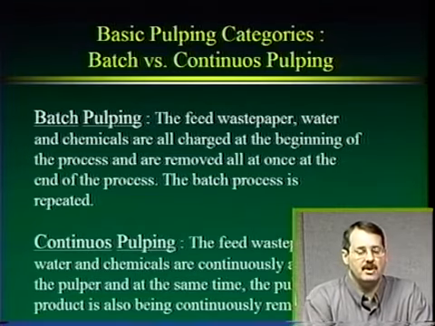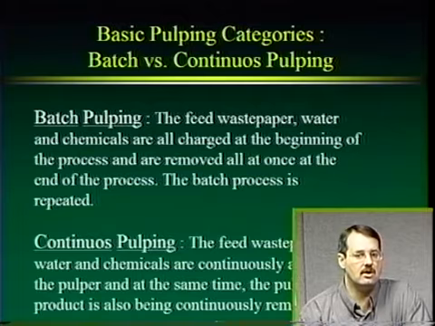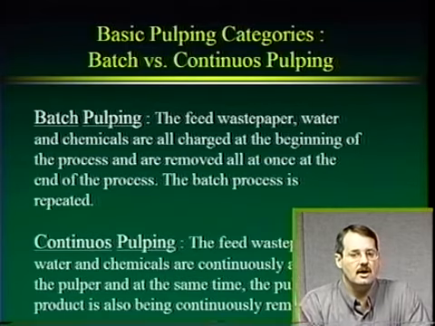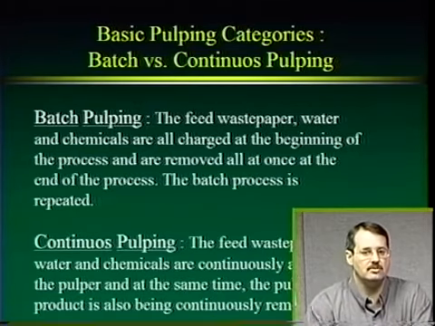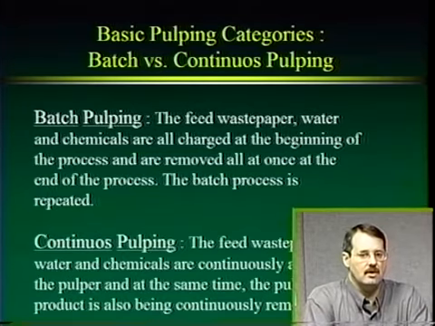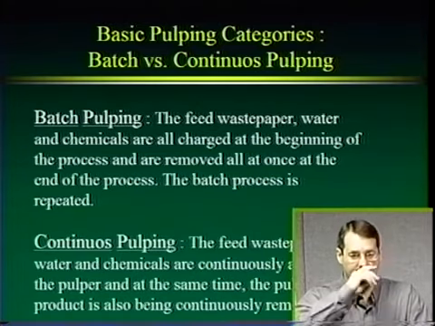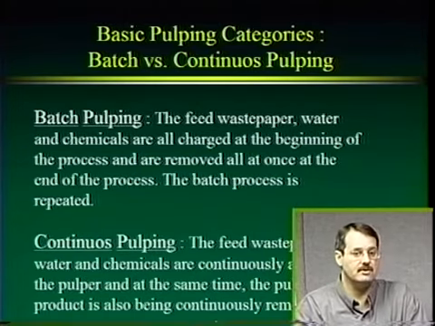In batch pulping, the feed, recovered paper, the chemicals and the water are all charged at the beginning. The pulper pulps the material, and at the end of the pulping process, the product is removed. And this process is repeated time and time again throughout the day.